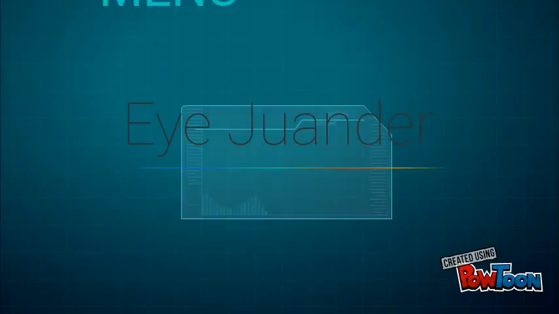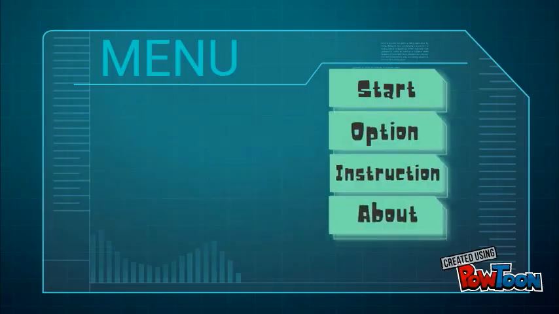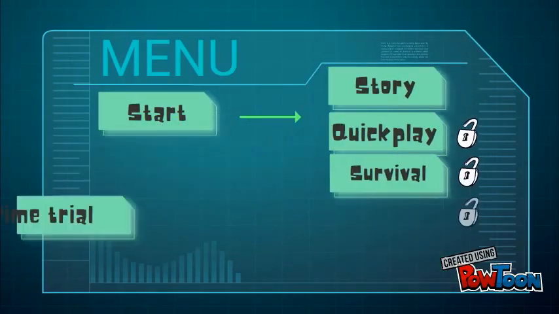iWonder starts with a game menu. The menu contains buttons such as Start, Option, Instructions, About, and Exit. The Start button displays the game modes available to play.